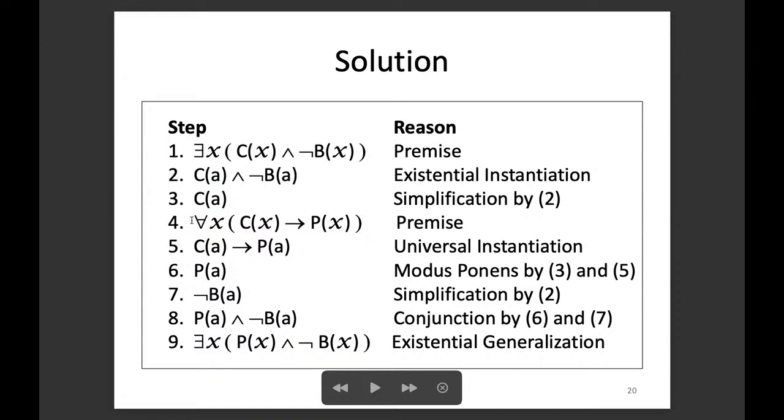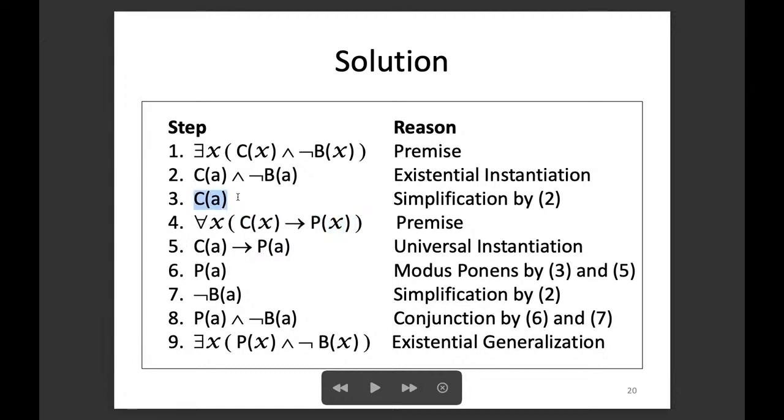This time, we have for every X, Cx implies Px. Now this is a premise, so we can write it down, it is true. Because this is about "for every", no matter what X we talk about, it is going to be true. So we can take the A that we have already fixed in step 2, so that we know that Ca implies Pa is also true, because it is true for any X. So not just any X, but also a particular X, which we set as A.